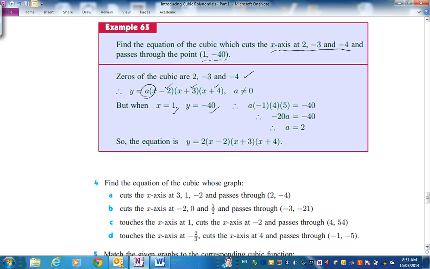Don't forget the a, because that's what we're going to try and work out now. So a, subbing in 1 in here: 1 take 2 is -1. Subbing 1 in here, 1 plus 3 is 4. Subbing 1 in here, 1 plus 4 is 5, equals -40. So multiplying those together, -20a equals -40. Dividing by -20, a is 2. So there we have our particular family member.